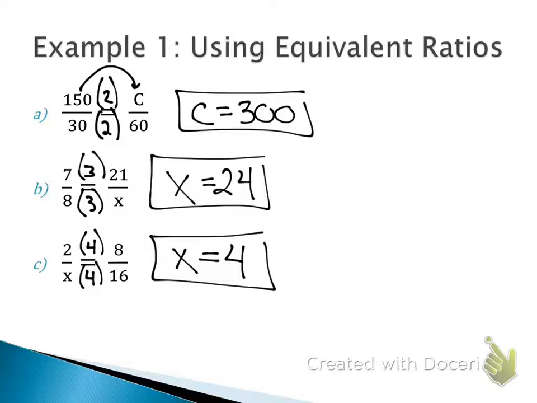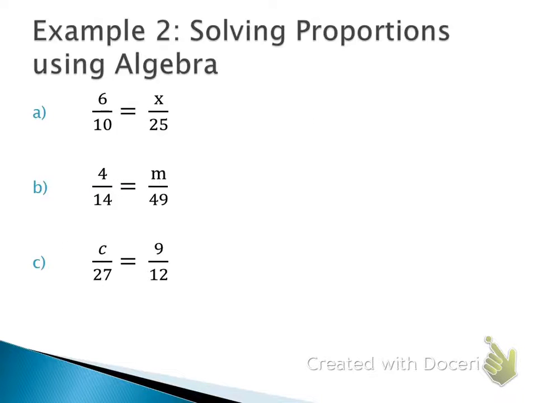All right, so equivalent ratios really isn't bad when there's a clear connection between the numbers. But what if there's not? Like from 10 to 25, is there a clear missing link from 10 to 25? Is there a clear missing link from 14 to 49? Or from 27 to 12? No. So sometimes equivalent ratios is not a method that I can use. So there's another method, and it's algebra.